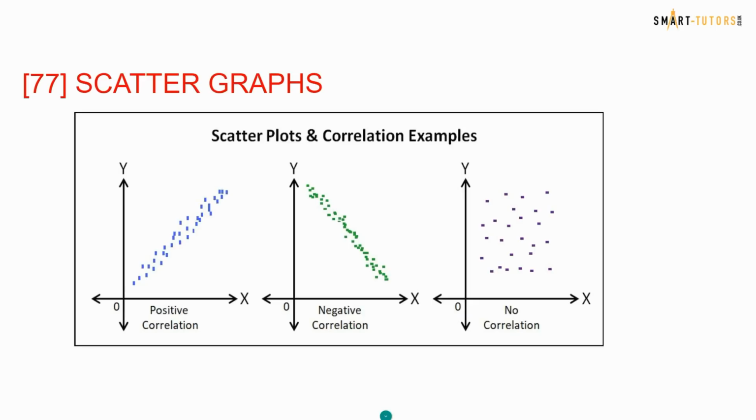If there's no relation between two quantities, we call it no correlation. Say for an example, my shoe size and maths marks. There's no connection between shoe size and the maths marks, so there's no correlation.